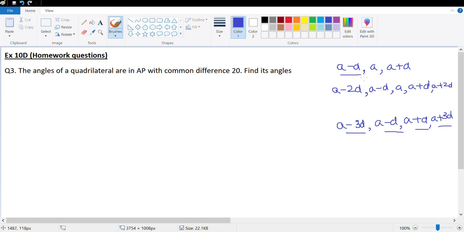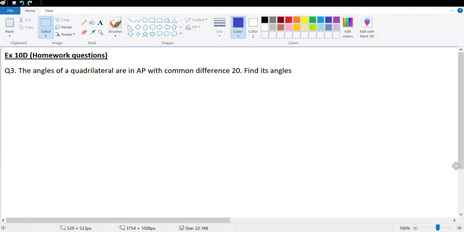Key thing to notice, my first term is a minus d, second term is a, and third term is a plus d. Next, similarly, this is T1, this is T2, this is T3, this is T4, and this is T5. Here, this is T1, T2, T3, and T4. Perfect. Now let's look at this question, which is question number 3.